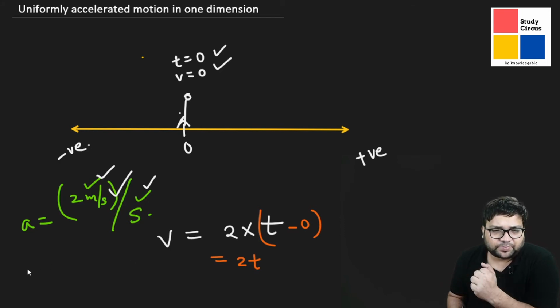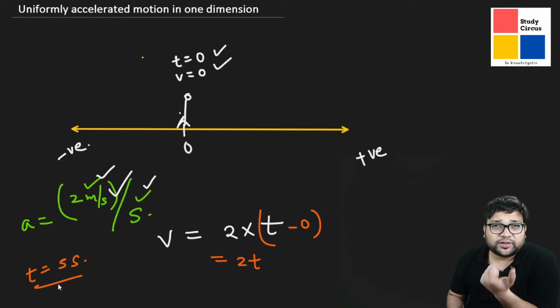Let's say I ask, if time t is equal to 5 seconds, that means after 5 seconds from the beginning, what is the speed going to be?